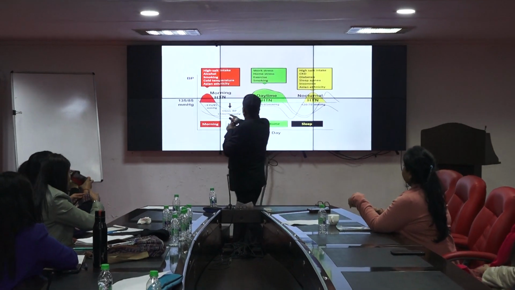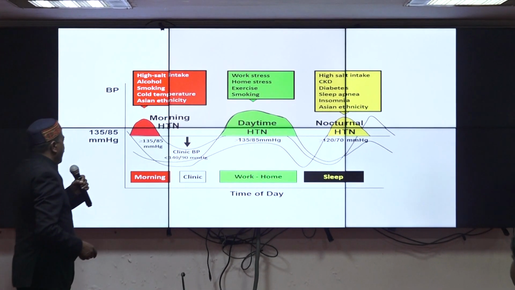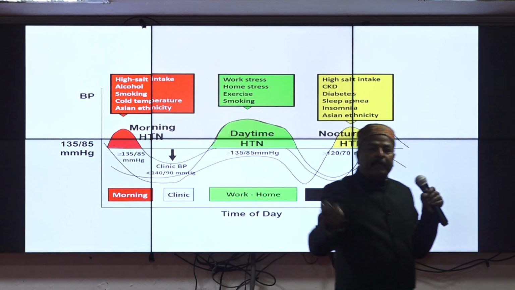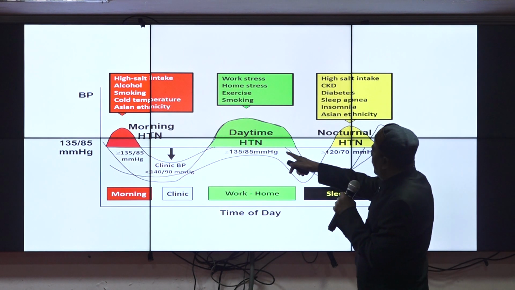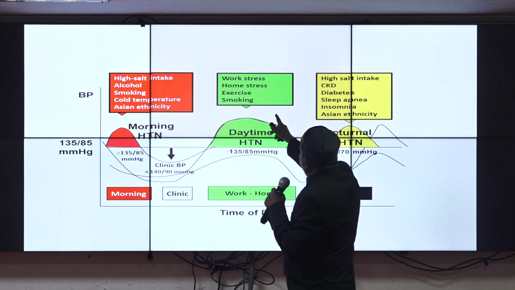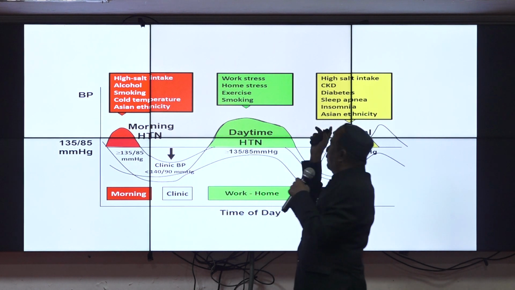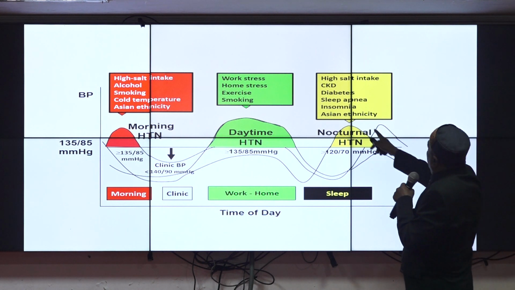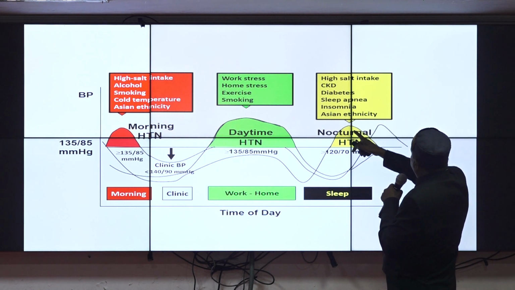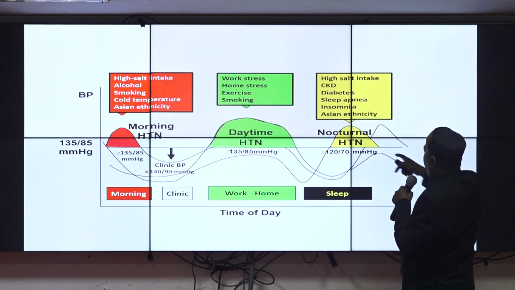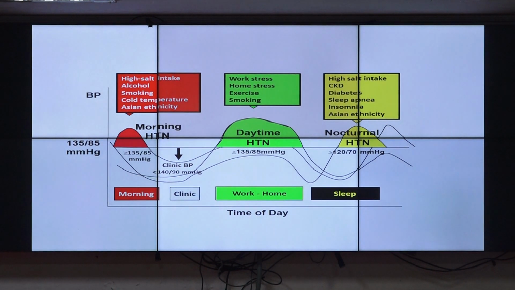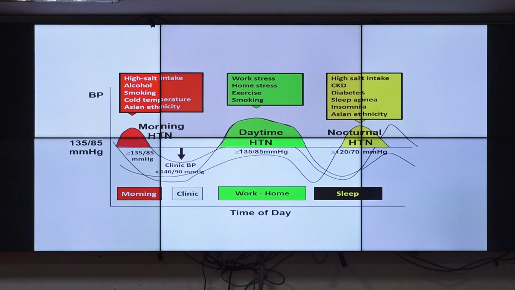And here you see morning hypertension. And during clinic time, it is less than 140/90, and the doctor thinks, no, it's not hypertension. But it is hypertension. And work stress, home stress, exercise, tobacco, daytime hypertension: ABPM more than 135/85. And the sleep, high salt intake, CKD, diabetes, sleep apnea, insomnia, Asian ethnicity, nocturnal hypertension. So for Asian countries, we have to concentrate more on night blood pressure.